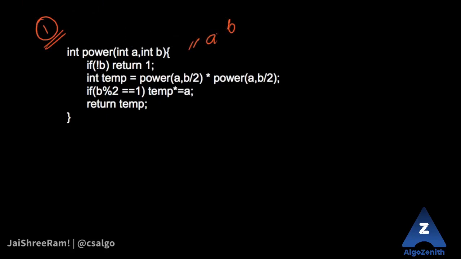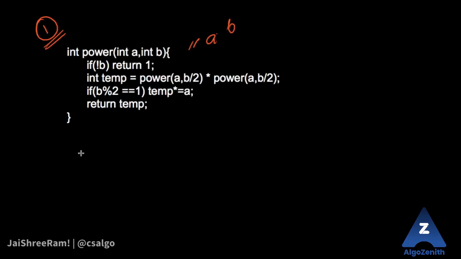Think about the problem a bit. This is a simple implementation of finding a to the power b. For this you need to understand that there are some recursive calls, right? And this a in these recursive calls is not changing. It's just a static member and is not going to change in the recursion. Only this b is getting halved every time, right?